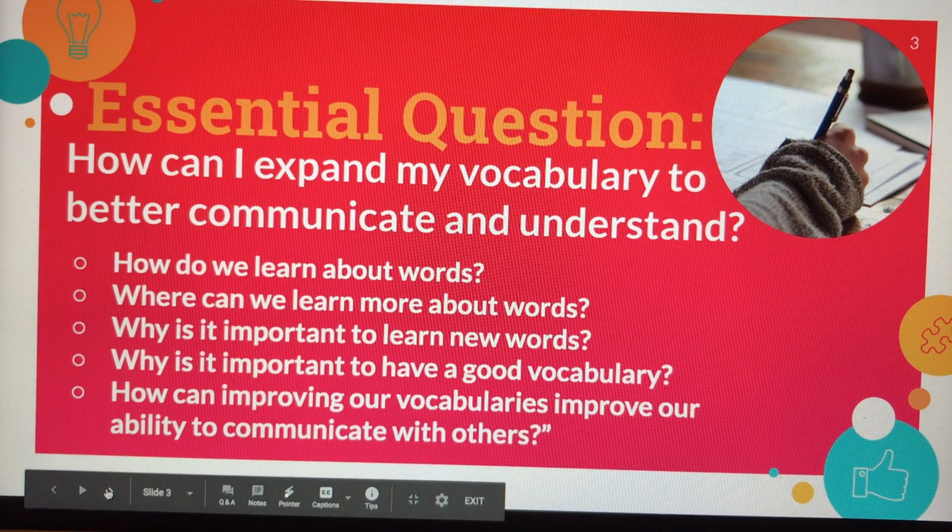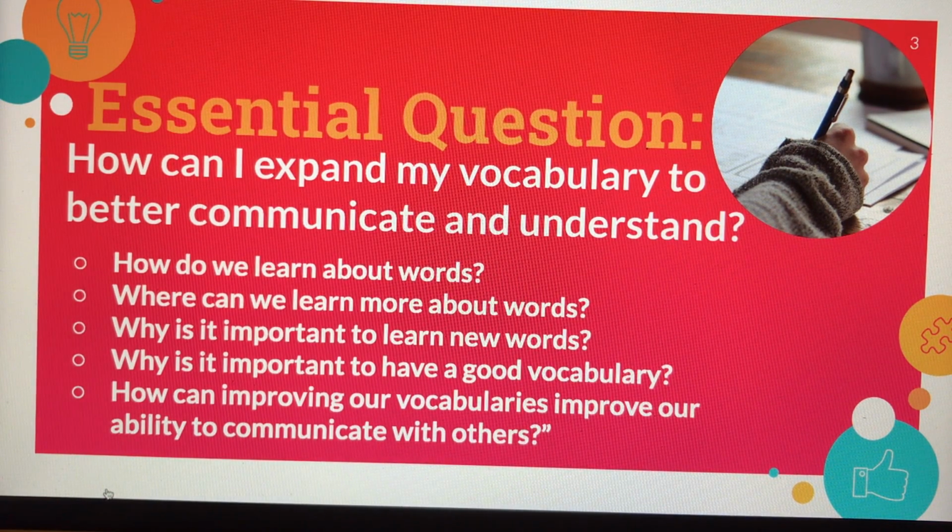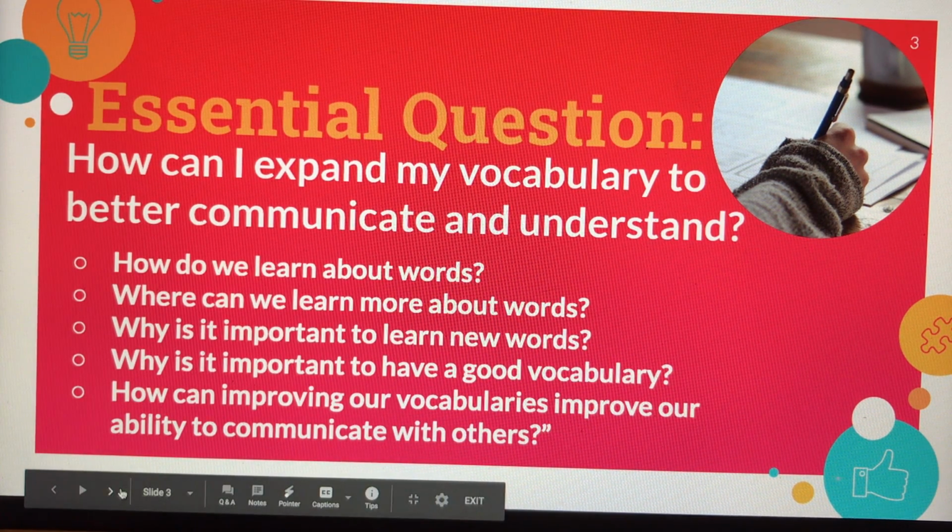So these are some questions to think about while we're doing this lesson. How can I expand my vocabulary to better communicate and understand? How do we learn about words? Where can we learn more about words? Why is it important to learn new words? Why is it important to have a good vocabulary? And how can improving our vocabularies improve our ability to communicate with others? So these are some really good questions to think about while we are listening to this lesson.